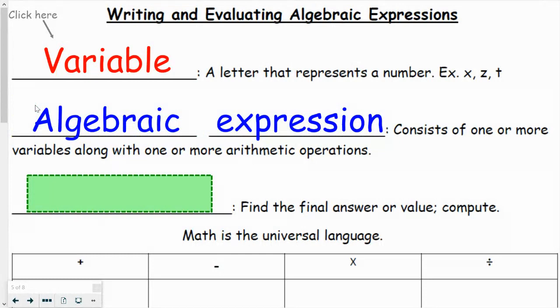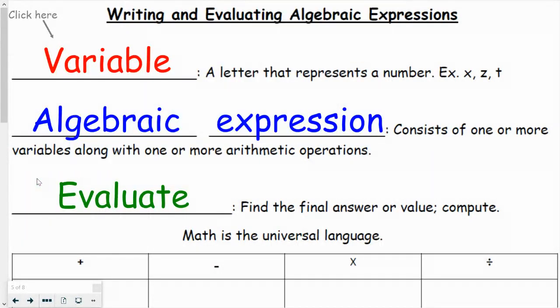An algebraic expression consists of one or more variables along with one or more arithmetic operations. So as long as you have at least one variable and at least one operation, whether it's addition, subtraction, multiplication, or division, and there's no equal sign, that is an algebraic expression. And then the word evaluate means to find the answer or the value of your expression, to compute or solve, if you're given a value for that variable to plug in. You need to pause this and fill in your notes.